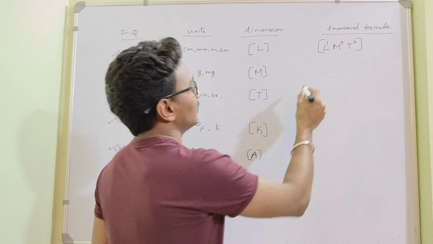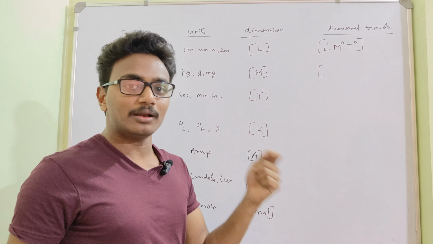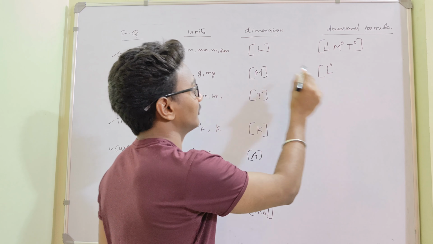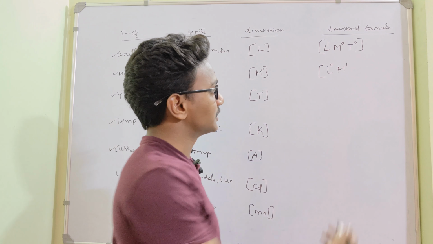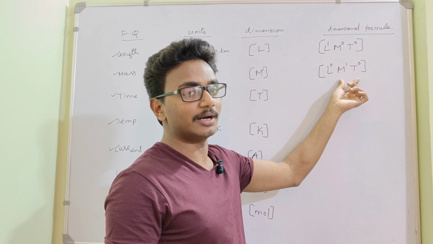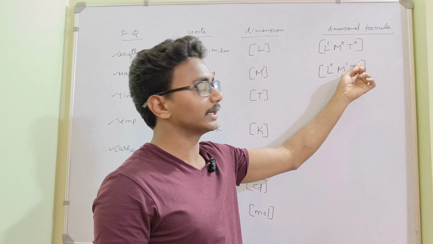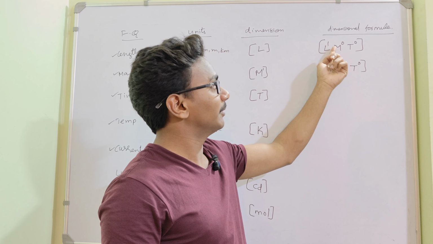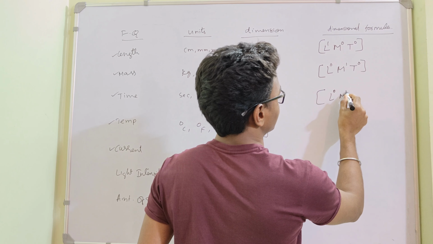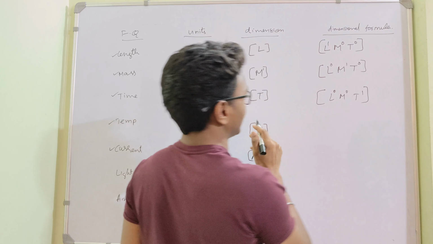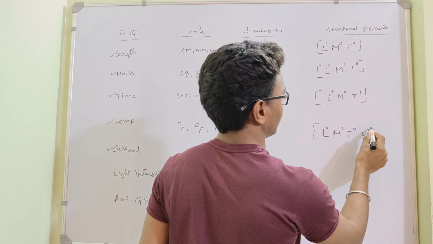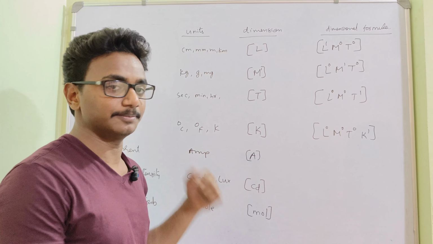Next, mass. Mass doesn't depend on length, so L power 0. Mass depends on M, right? So M power 1, T power 0. This is the dimensional formula of length, and the dimensional formula of mass. Except for M, the remaining two quantities are zeros. Here, except for L, the remaining two quantities are zeros. For time, length is 0, mass is 0. For temperature, length is 0, mass is 0, time is 0, but K is 1. This is the dimensional formula of temperature.